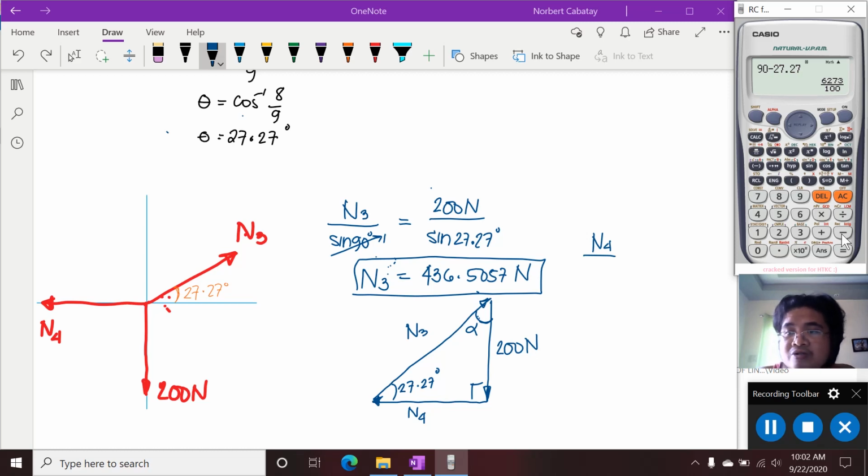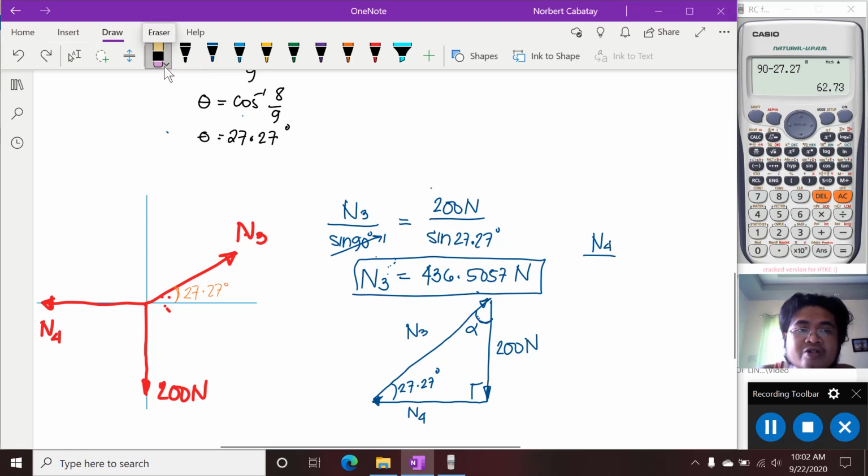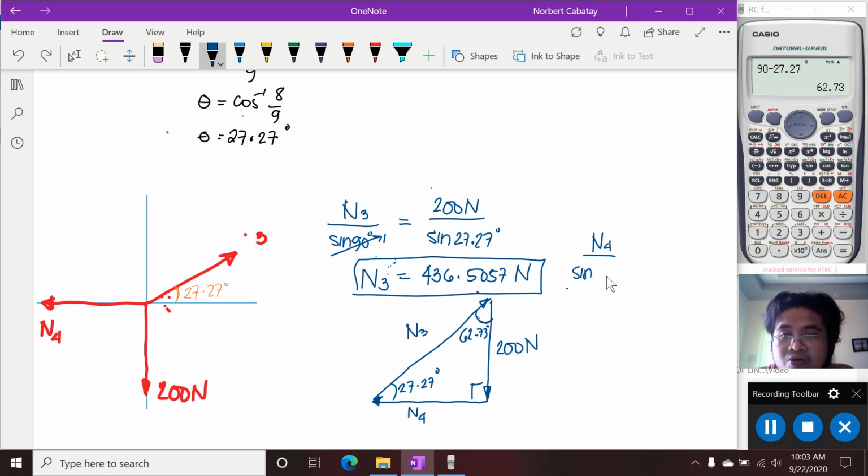So, ayun. That is 62.73 yung angle na yun. So, that angle is 62.73 degrees. So, yun ang gagamitin mo. Sine 62.73 degrees is equal sa, yung given na 200 pa rin, divided by sine of 27.27 degrees. So, N4 is equal to, cross multiply lang, diba?